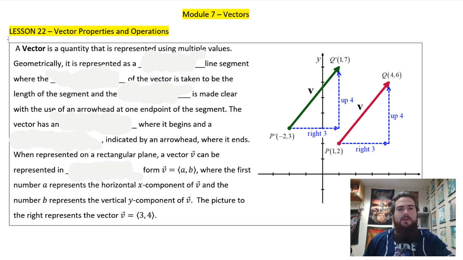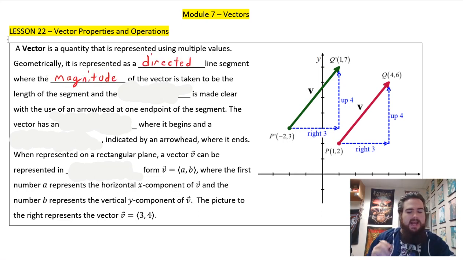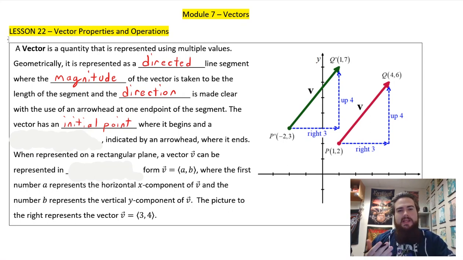A vector, overall, is a quantity that is represented using multiple values. Geometrically, it is represented as a directed line segment, where the magnitude of the vector is taken to be the length of the segment, and the direction is made clear with use of an arrowhead at one endpoint of that segment. We can see a couple vectors in the image on the right side as demonstrations of this. The vector has an initial point where it begins, and a terminal point, indicated by an arrowhead, where it ends.